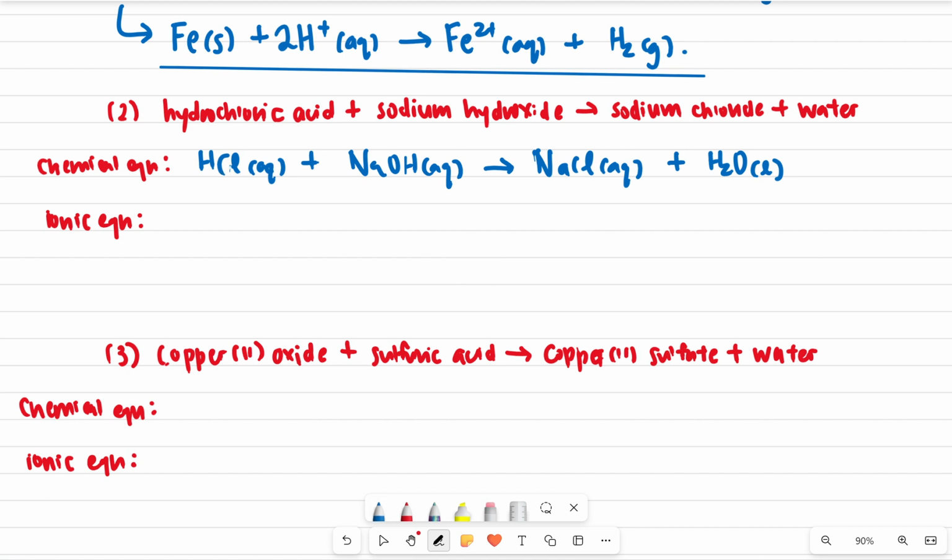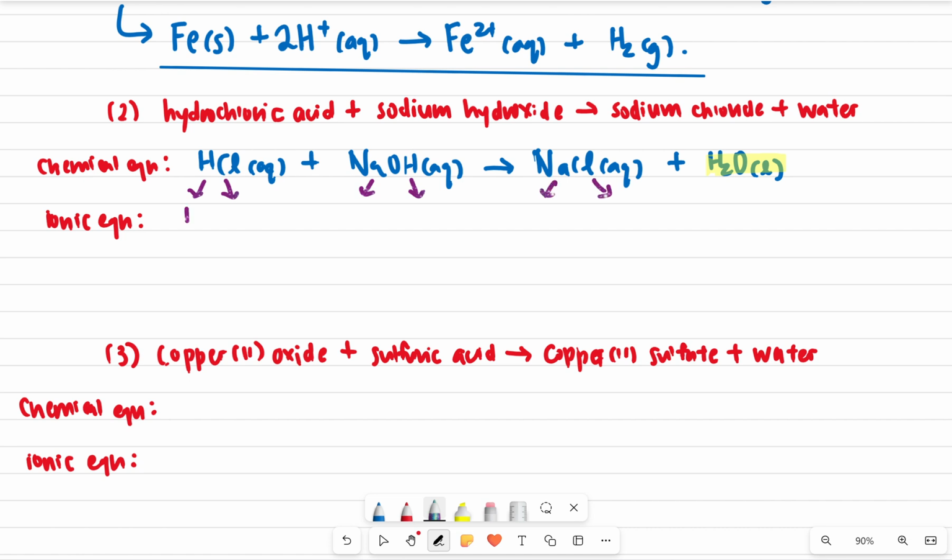Okay, now this is already balanced. So I'm now going to write the ionic equation. For the ionic equation, similarly, I cannot change those that are in solid, liquid, or gaseous state. The only thing I can do is to split the aqueous state in terms of its ions and rewrite it in terms of its ions.